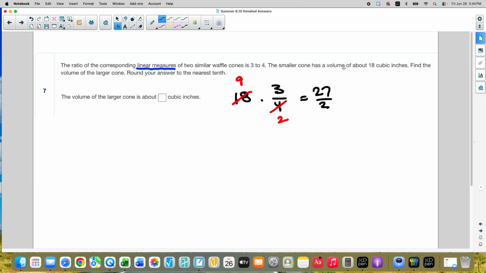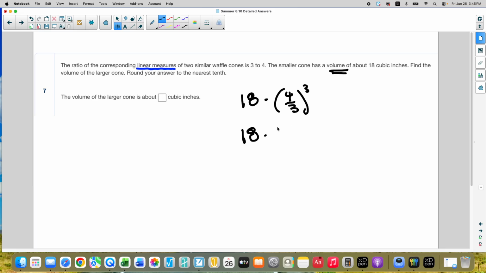Sorry. Linear. Yeah, so we're doing volume. Sorry, I thought we were just doing linear, the single units, but we're not. We're actually doing volume. So that's 4/3 cubed. So that's 18 times 64 over 27.